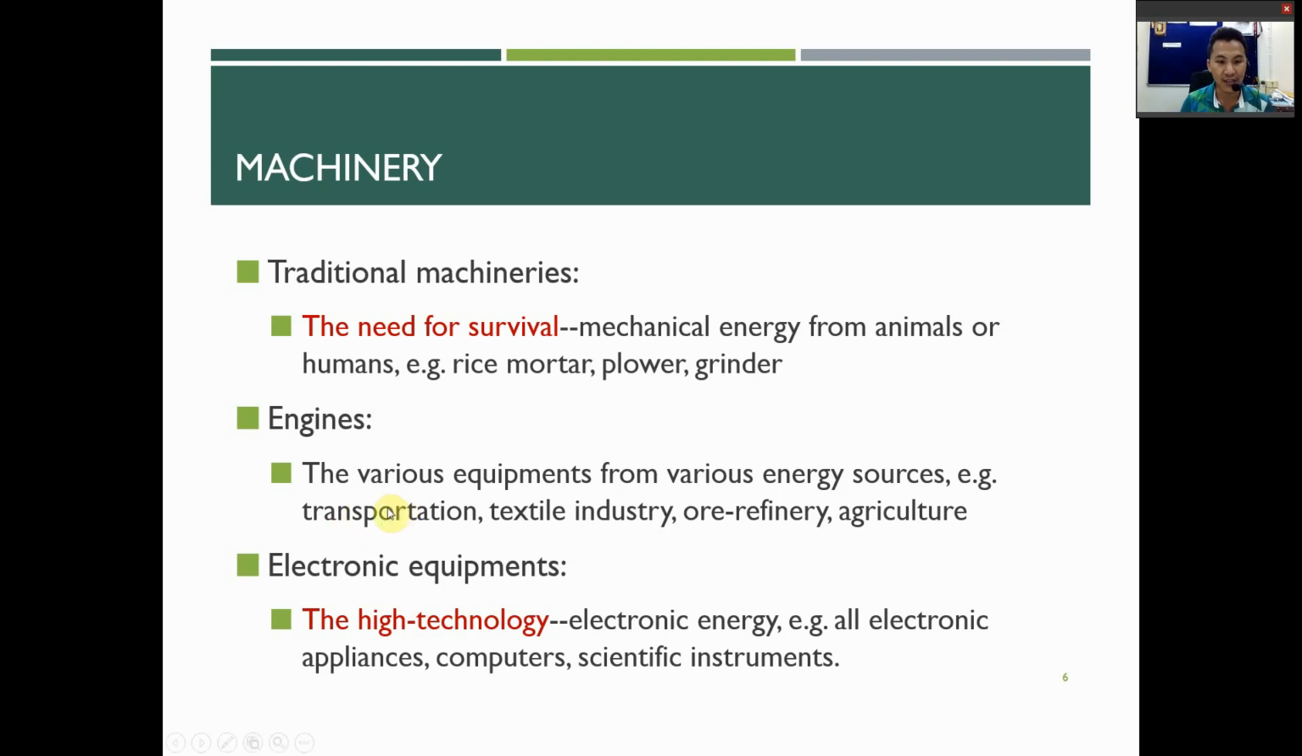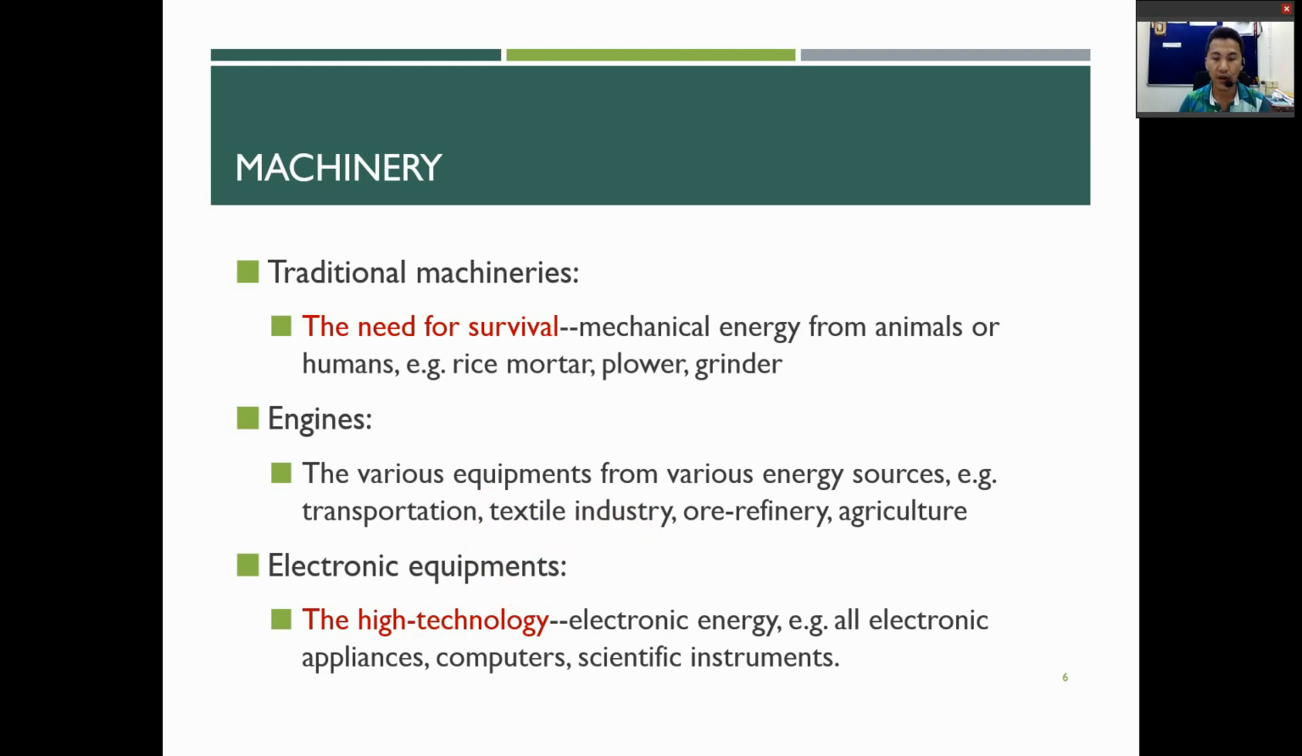The second one is engines, and this is some sort of machinery technology that we can say is such various equipment from various energy sources as well. A really good example is transportation of any kind, like we have here MRT, BTS, and everything. Textiles industry, pretty much like fibers to produce clothes and everything like that. Oil refinery and agriculture. These all touch on the engines machinery.